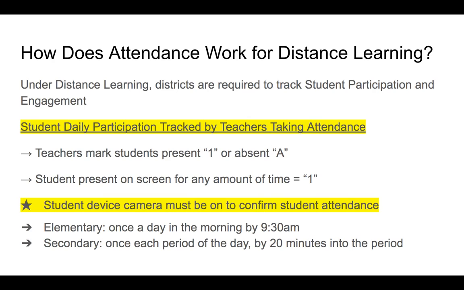How does attendance work for distance learning? Under distance learning, districts are required to track student participation and engagement. Student daily participation is tracked by teachers taking attendance. Teachers mark students present with a code of 1 or absence with a code of A. A student who is present on screen for any amount of time in a day or a period is marked 1, present. Note that the student device camera must be on to confirm student attendance.